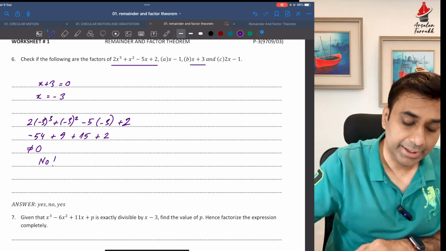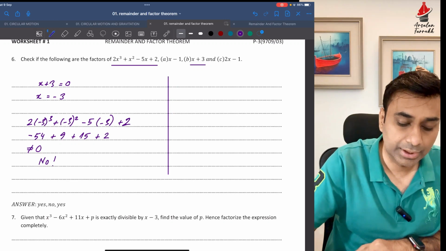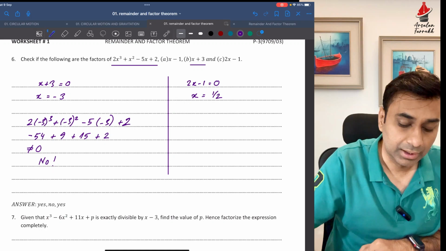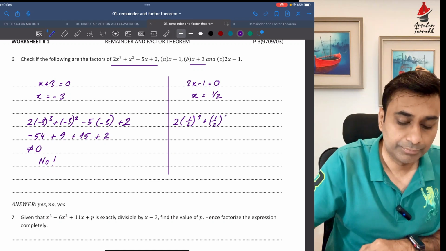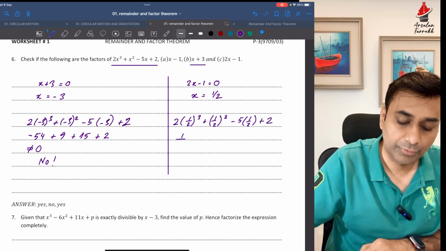Similarly, if I would try and check it for 2x minus 1, I will do 2x minus 1 equals 0, x is equal to 1 over 2. And I'm going to plug in this value into the original dividend, which is going to be 2 times half cube plus half square minus 5 times half plus 2. So this is going to become 1 over 4 plus 1 over 4 minus 5 over 2 plus 2.